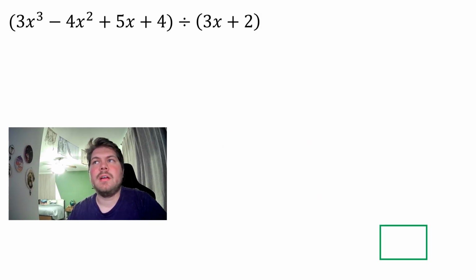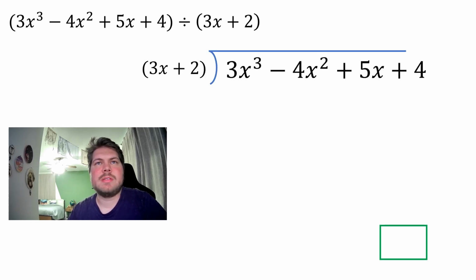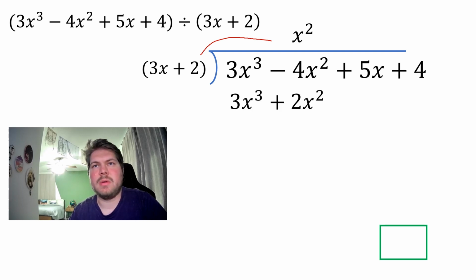All right. I believe this is the last long division one. How many times does 3x go into 3x to the third? Well, x squared amount of times. x squared times 3x is 3x to the third, which is perfect. And then x squared times 2 gives us 2x squared. And then we're going to subtract these. -4 minus 2 is -6, and then we bring the 5 down.